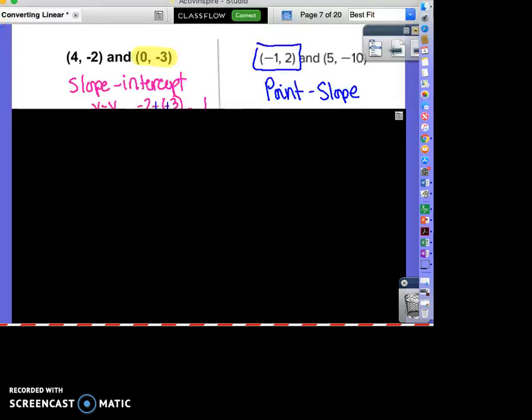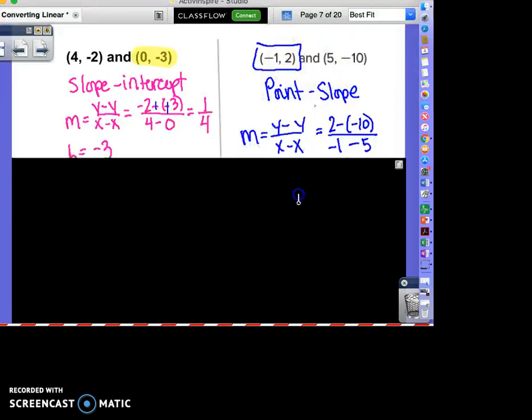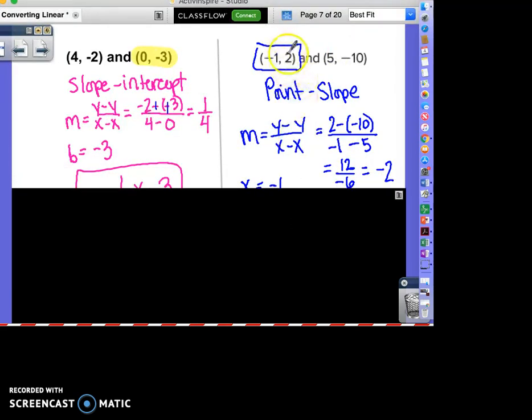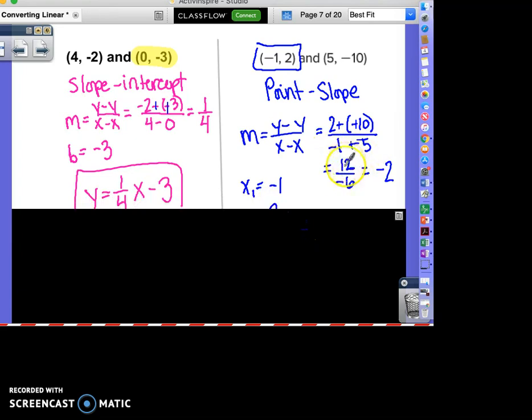Okay. Here we don't have the y-intercept. We have just 2 points. So I would use point slope because you have a point and you can find the slope from 2 points. So the first thing I'm going to do is find the slope. 2 minus a negative 10. Again, this turns into adding a positive, which becomes 12, and then negative 1 minus 5. I like to add a negative. So they're both negative, so I add them together and they stay negative. So I have a negative 6. So 12 divided by a negative 6 equals negative 2.